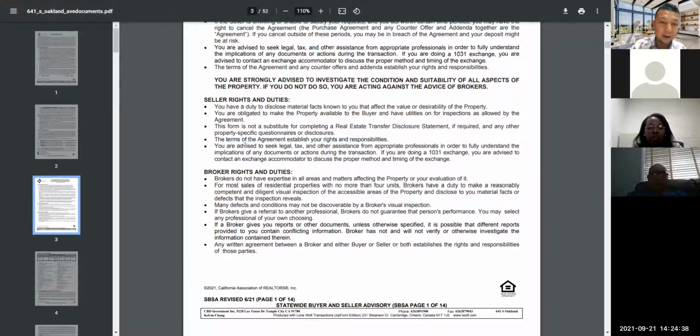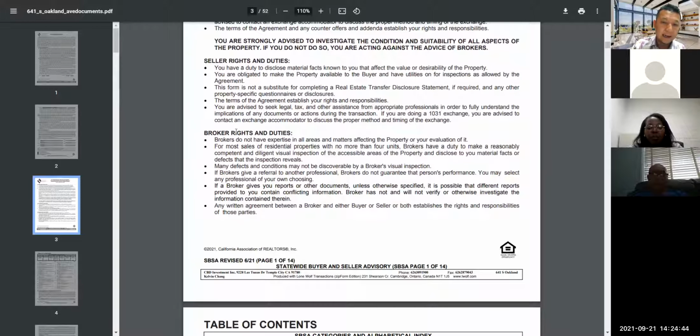And they've got to read the terms of the agreement and know their rights and responsibilities, and they could seek their own professionals as well. These are where the brokers have their rights. And we do not have experience in all areas regarding real estate. I'm not a land or survey specialist. I'm not trained as an appraiser. So therefore, I shouldn't be able to appraise a home.